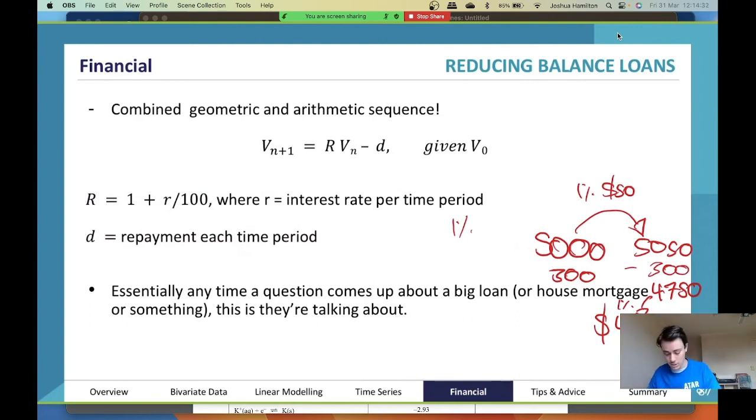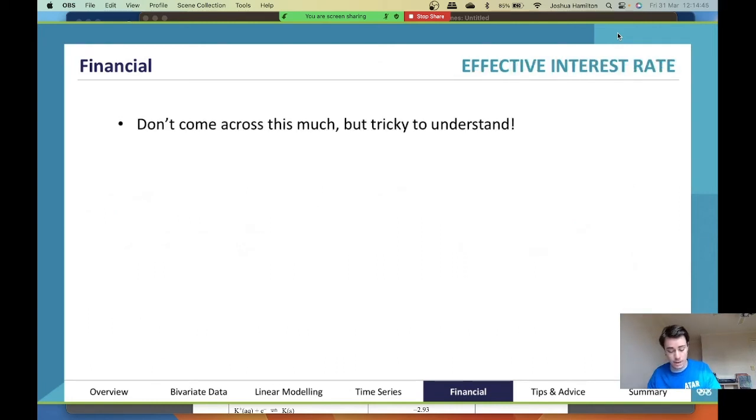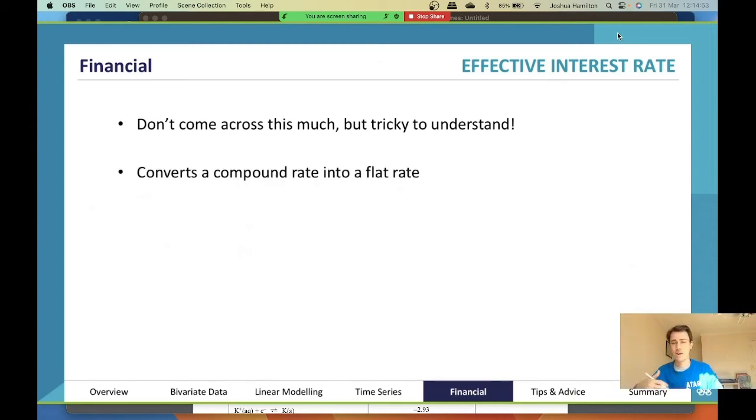Now, there's no example right here for this because we're going to go through an example later on, so don't worry. I just want to go through the last couple of things before we get to the examples that I have at the end. So, effective interest rate. These really don't come up much, but they can be tricky to understand. It really just converts a compound rate into a flat rate.